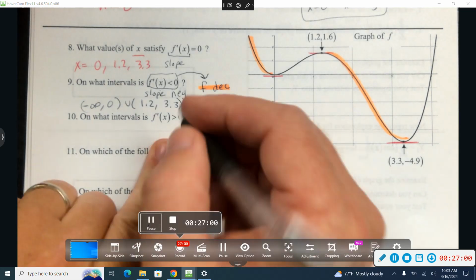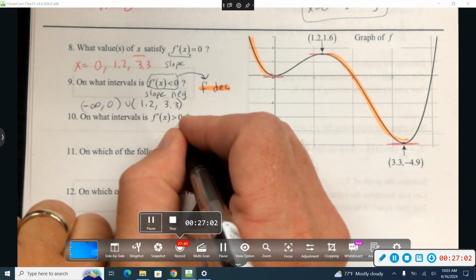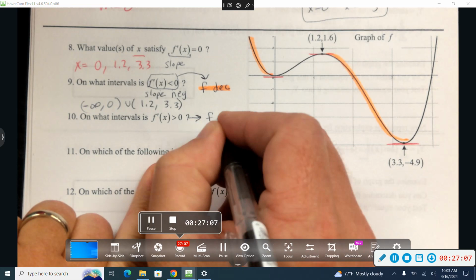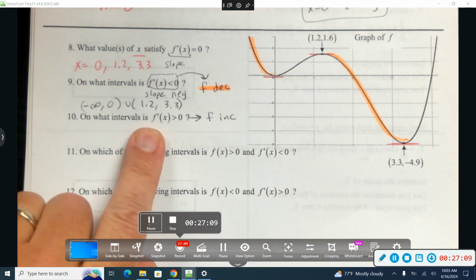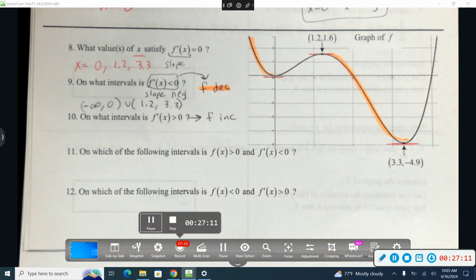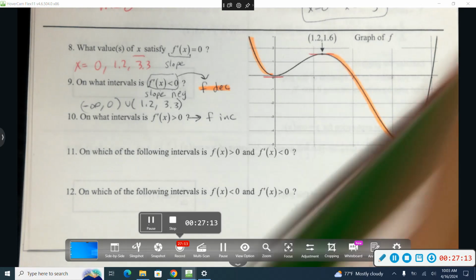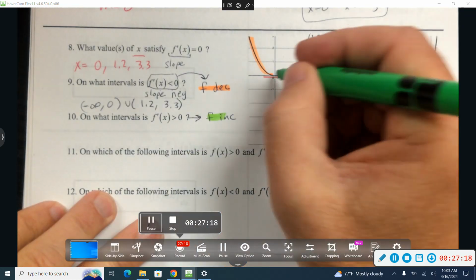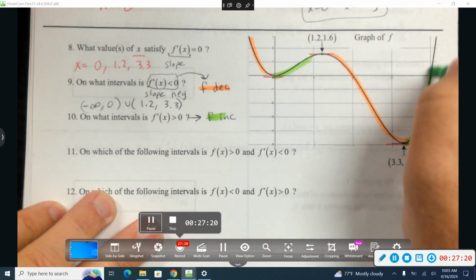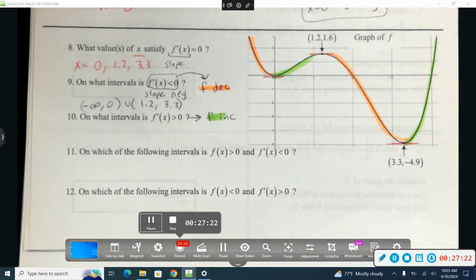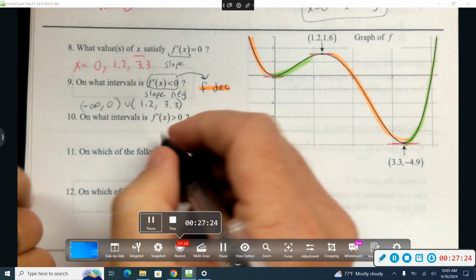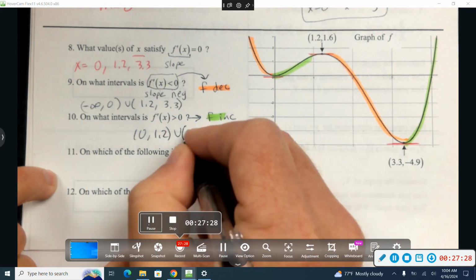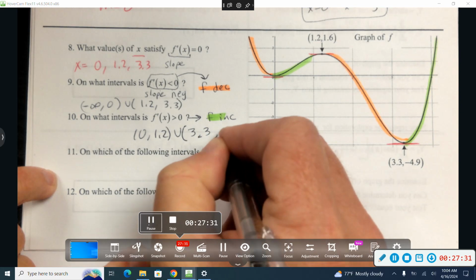So all the same logic here. If f prime is greater than 0, what are we looking for? Increasing. Where f is increasing, because that would mean the slope is positive. If the slope is positive, we're going up. So I want f to be increasing. So that would be from 0 to 1.2 and 3.3 to infinity.